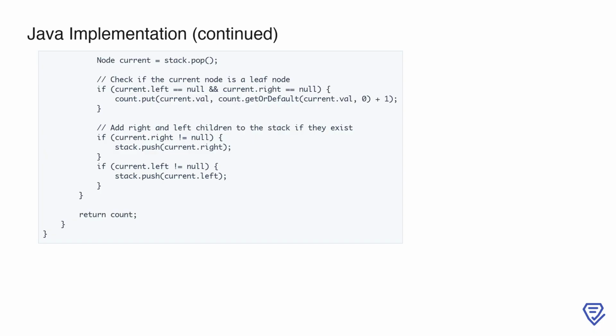Once the stack is empty, meaning all nodes have been processed, we return the count map containing the frequency of each character found in the leaf nodes. This map is then used in the check equivalence method to compare the two trees. This implementation ensures an efficient and clear approach to solving the problem.